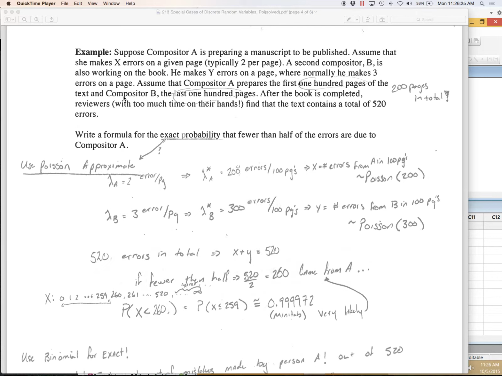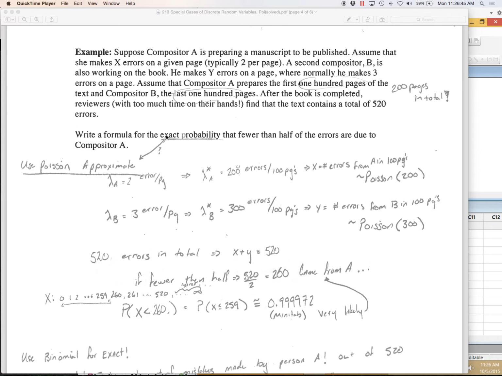After the book's completed, find the probability. You find that the text has a total of 520 errors, regardless of the first or the second chunk of pages. Well, let's write a formula for the exact probability that fewer than half came from person A.